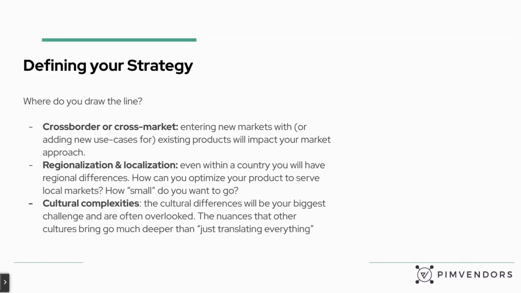How do you do regionalization and localization? Even within a country, you will have regional differences, and you might want to optimize your products and their attributes to serve these local markets. But how? You can do that on a large country or region level scale, but you can even do it on a city scale. How small do you want to go? And there are all kinds of cultural complexities.